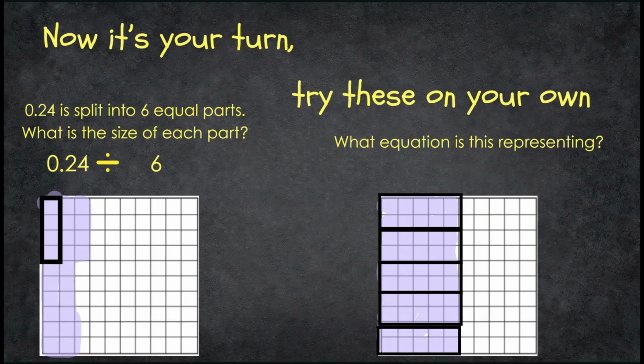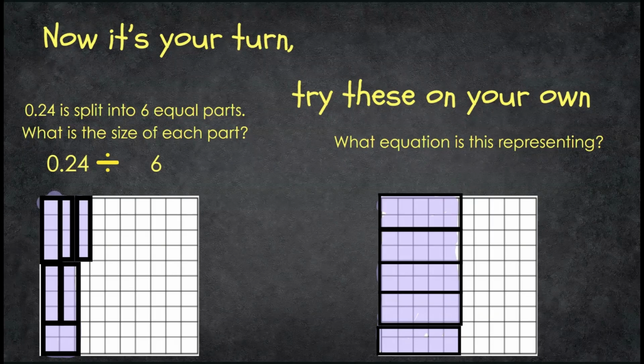Let's find out. There's 1 group of 4 hundredths, 2 groups of 4 hundredths, 3 groups of 4 hundredths, 4 groups of 4 hundredths, 5 groups of 4 hundredths, and then I can see I am able to make that last group for 6 groups. So I can make 6 groups, and the size of the group, which is what I'm trying to find out, is 4 hundredths. 4 hundredths is going to be my answer.